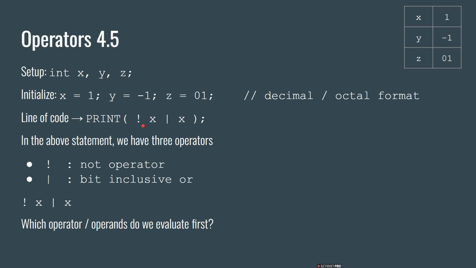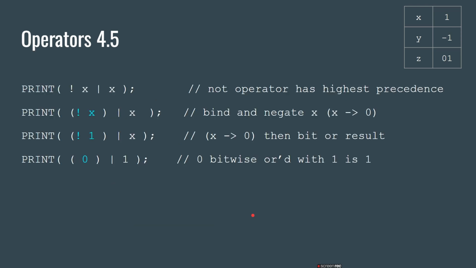So once again, the print macro is not x, bitwise inclusive OR x. Some of you might have heard it that way. We have two operators here. Which one do we evaluate first? The one with the highest precedence, which is the not operator. Going from left to right, going to our associativity table, we're going to bind the not operator to x, negate x, and then bitwise inclusive OR the result with x.